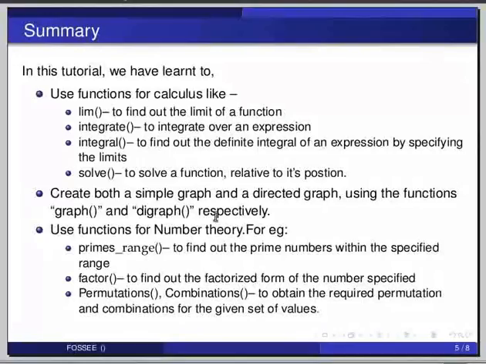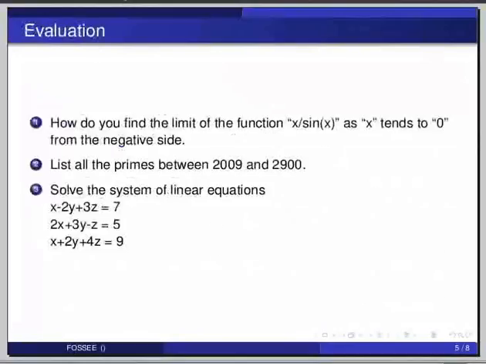So here are some self-assessment questions for you to solve. First one, how do you find the limit of the function x by sin x as x tends to 0 from the negative side? Second question, list all the prime numbers between 2009 and 2900. Then third one, solve the system of linear equations x - 2y + 3z = 7, 2x + 3y - z = 5, x + 2y + 4z = 9.